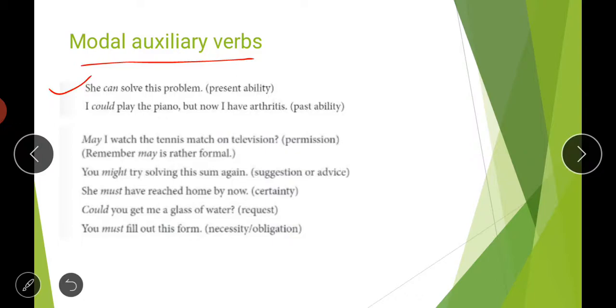So can solve means we are talking about the ability of a person to do something. She can solve this problem. So means we are talking about the ability of a girl to solve that problem. And can is used to express the present ability.